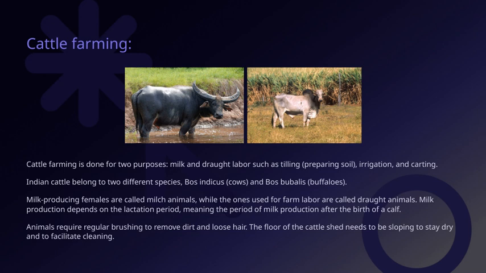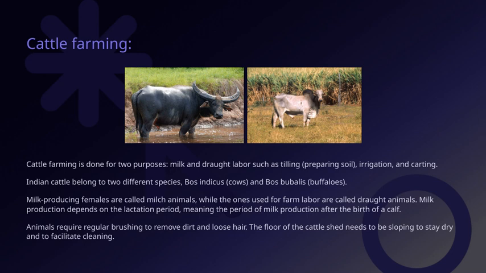When we talk about milk production, the females that produce milk are called milch animals. Their milk production is closely linked to their lactation period. That is, the time after they give birth to a calf when they produce milk. The longer this period, generally, the more milk they can give. On the other hand, the animals used for farm labor are called draft animals. They are essential for various manual tasks on the farm.